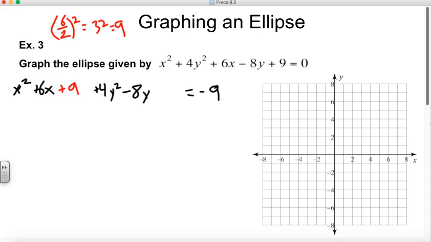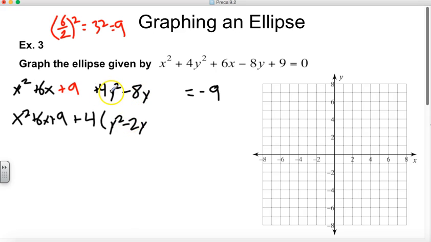Then we do the same thing for the y squareds, but with the y squareds, you've got a common factor that we need to take out. So we're going to take out a 4 first. Let me rewrite the x squared part, x squared plus 6x plus 9. Now I'm going to take out a 4, and then in parentheses, I'm going to put what's left, y squared minus 2y.